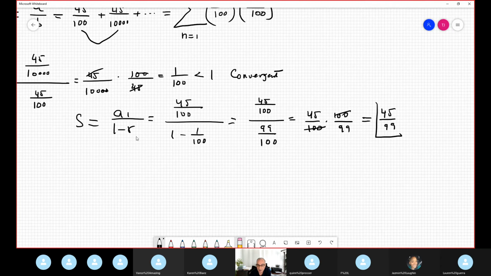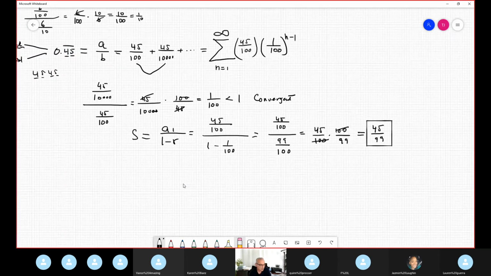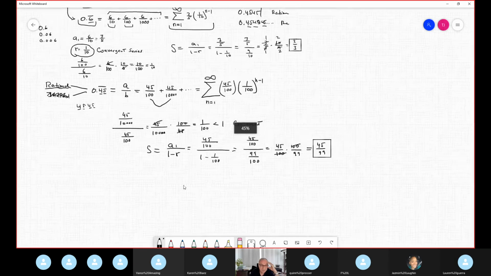Wow, amazing. This is equivalent to 0.45, 45, 45, 45 repeated, but I need to verify this on my own calculator. Yes, I put 45 divided by 99. Wow, I can see 0.45, 45, 45, 45, 45. And when the calculator truncates the digits, it puts a 5 at the end. Super fantastic. This is one application. There are a lot of applications of this.